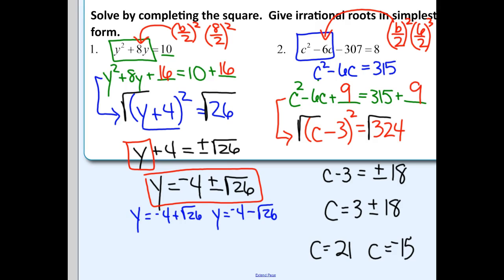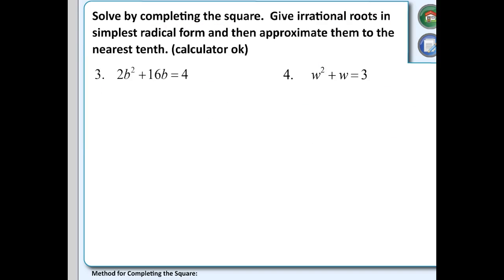Now, let's go ahead and look at the next problem, number 3. When I look at number 3, is that in the right form? You've got to look closely. Remember, for it to be in the right form, I need to have an understood 1 in front of b squared. So I need to divide everything by 2 so I can get this to be b squared plus 8b equals 2. Now it's in the right form.